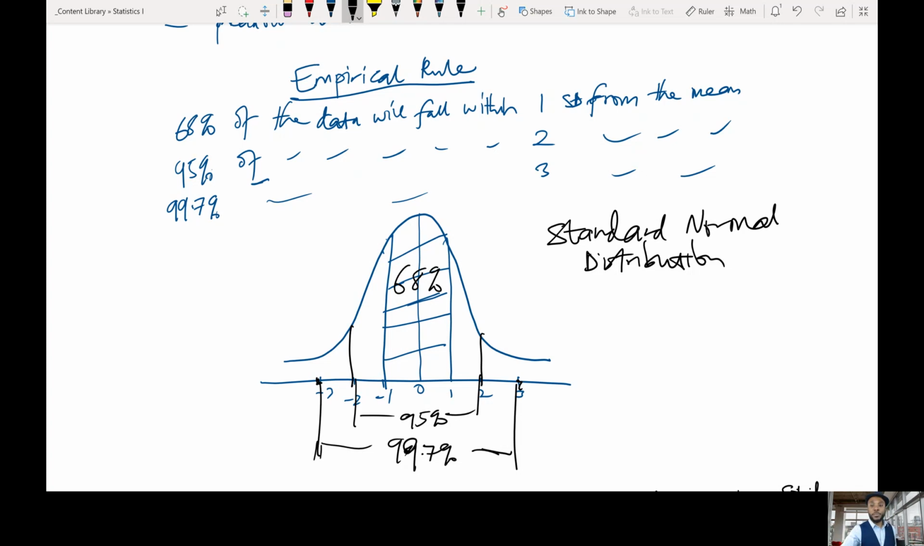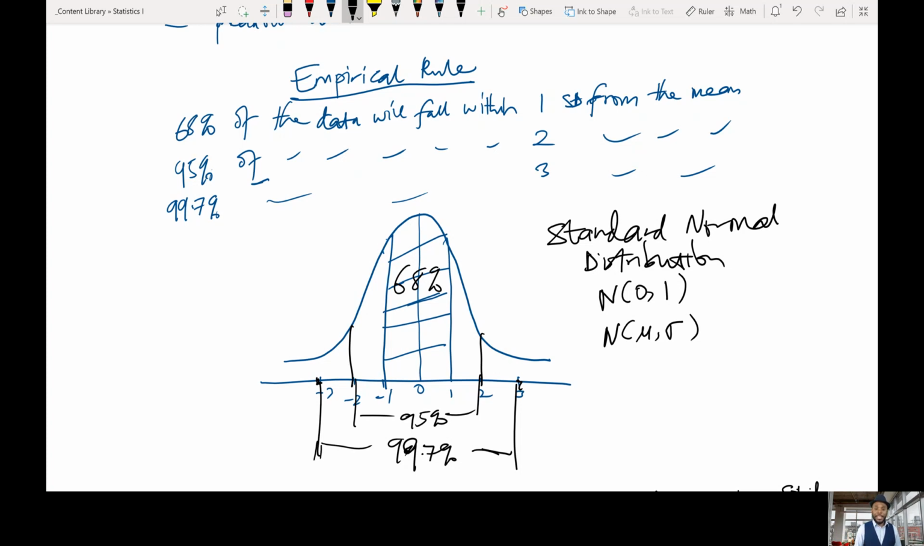In a standard normal distribution, we say that the mean is 0 and the standard deviation is 1. So we represent a normal distribution as N(mu, sigma), where mu is the mean and sigma is the standard deviation. In this case, we have a mean of 0 and a standard deviation of 1, so this is known as our standard normal distribution.